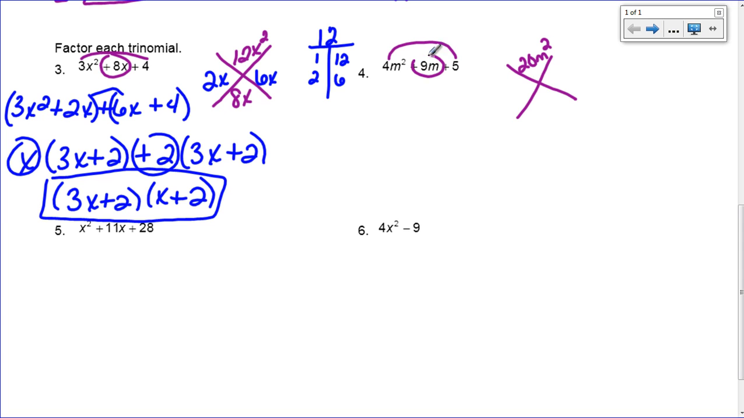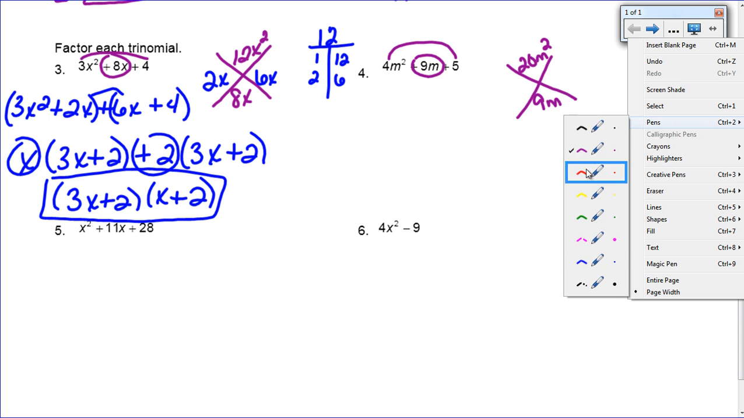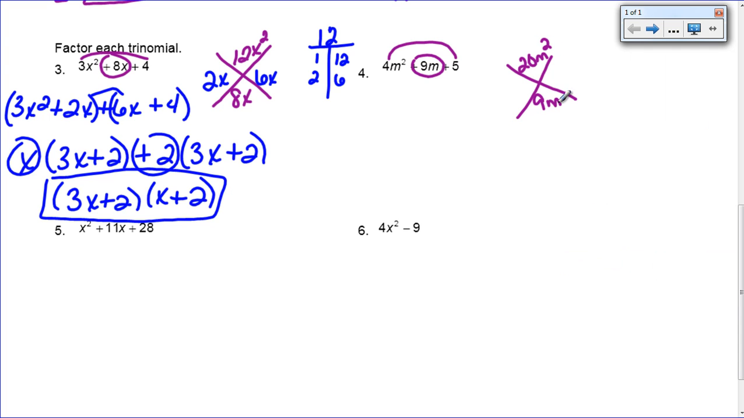Then this middle term, 9m, goes down here. So I need two numbers that will multiply to make 20m squared and add to make 9m. Again, I make my T-chart and list the factors of 20, which need to add up to 9. Well, 1 times 20: 1 plus 20 is 21, it doesn't work. 2 times 10: 2 plus 10 is 12, that still doesn't work. 4 times 5: 4 plus 5 is 9. There are my two numbers, 4m and 5m.